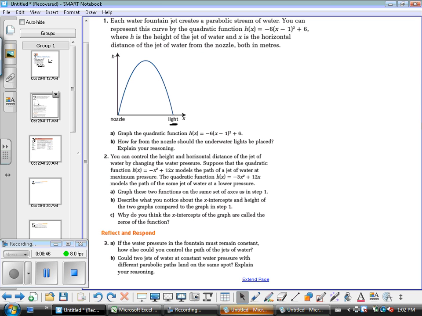Could two jets of water at constant water pressure with different parabolic paths land at the same spot? Explain your reasoning. Constant water pressure being the same for both. It could be constant water pressure, but the two jets would have different water pressures, so that if one had a lower water pressure, you could choose to angle it more toward the horizontal, make it go further, and if it had a higher water pressure, you could choose to angle it more toward the vertical so that it would go higher and then land on that same spot.